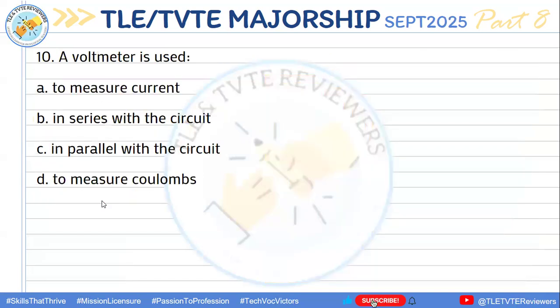Number 10. A voltmeter is used A, to measure current, B, in series with the circuit, C, in parallel with the circuit, or letter D, to measure coulombs.